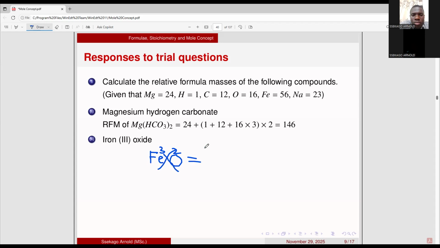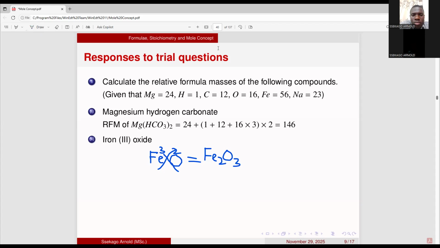Therefore, the formula of iron 3 oxide is Fe, then we have a 2 that comes from oxygen. Then we also have O and a 3 that comes from iron. Therefore, iron 3 oxide is a compound that has this symbolic representation. As a result, for the RFM, I think I need to take this off. Hope you've seen how iron 3 oxide is formulated.